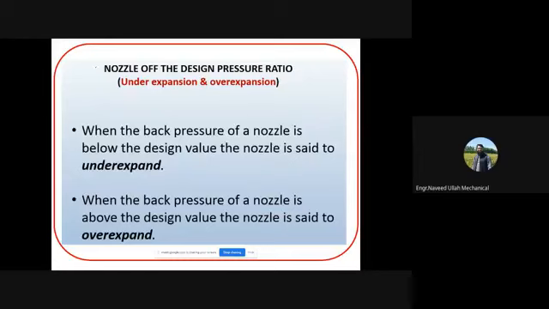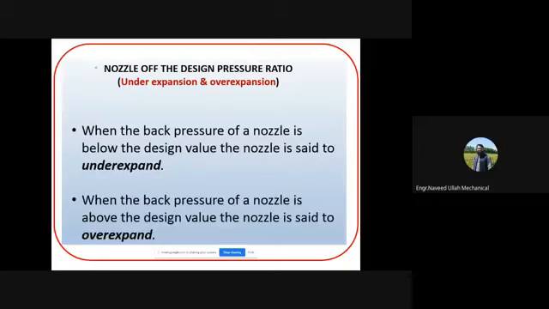Okay, so today we will be discussing nozzles off the design pressure ratio. Let me remind you what we have studied in our previous class. If you remember, we discussed critical pressure ratio and critical temperature ratio. Similarly, we talked about critical velocity, etc.